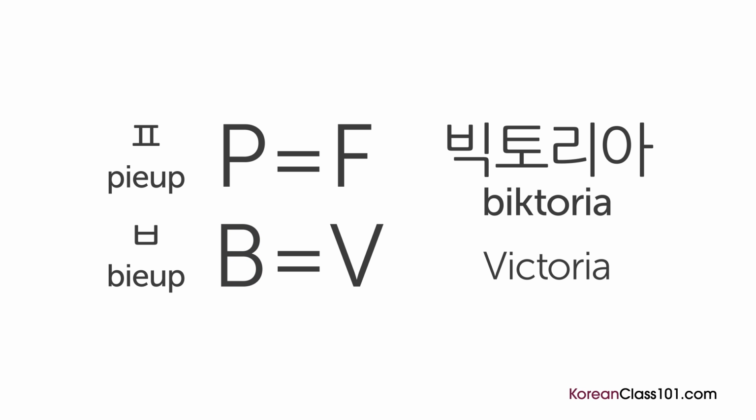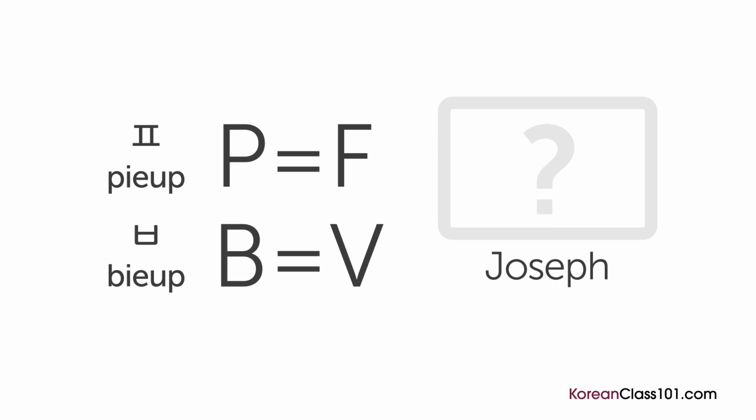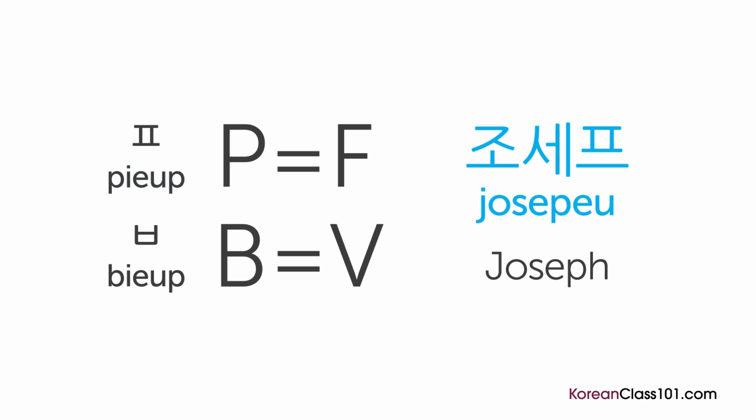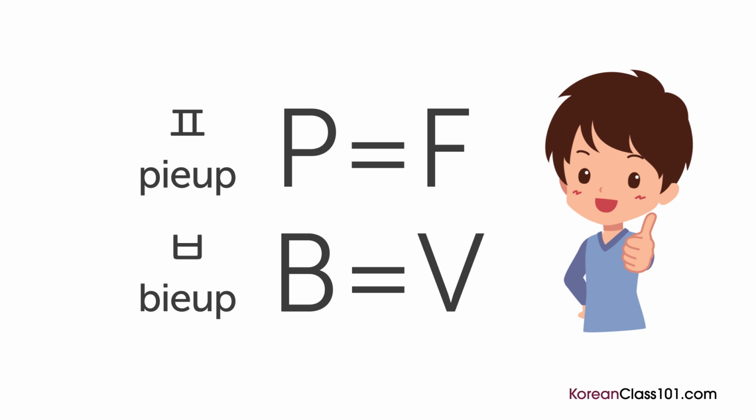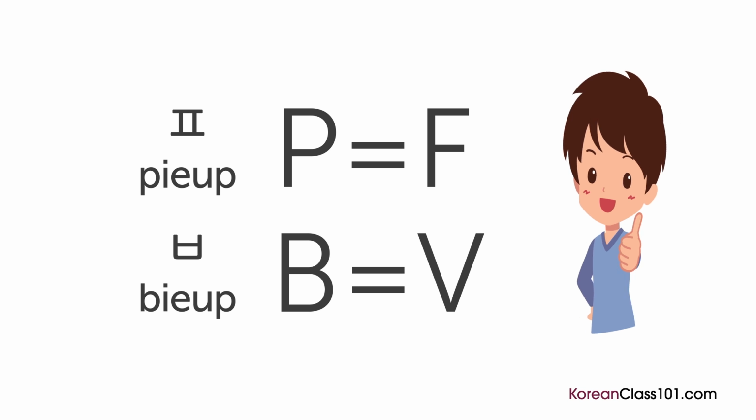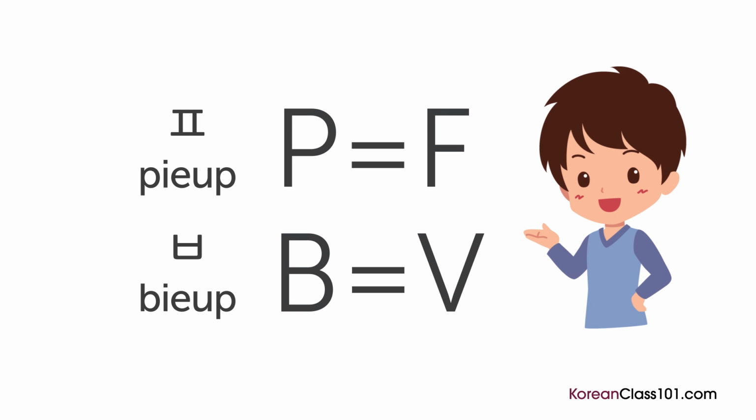Let's do one more with a tricky name like Joseph. Here, the PH makes an fu sound, so you'll need to use piup, and the name will be written accordingly. Although the Korean alphabet doesn't distinguish between pu and fu or bu and vu, many Korean people nowadays are learning the differences. So, if you have one of these letters in your name, just tell your Korean friends how you'd like your name to be pronounced.